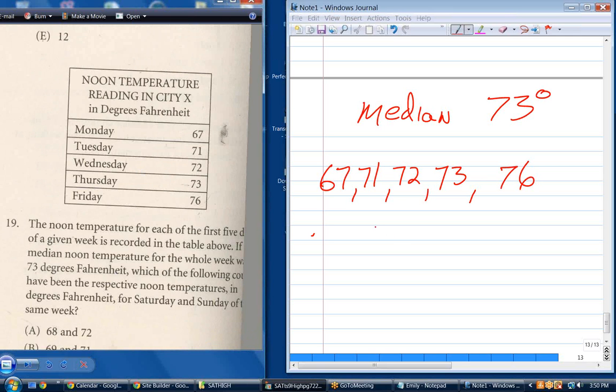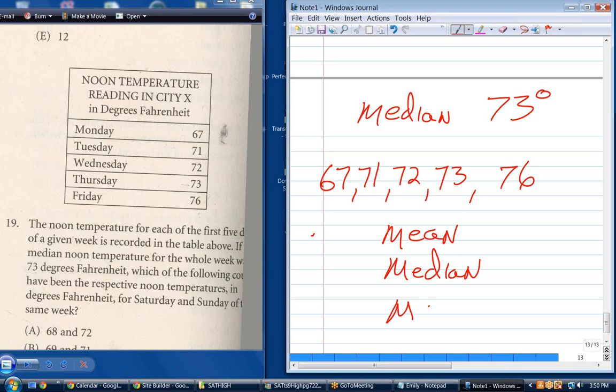The 3 things you need to know are mean, median, and mode. What's mode? Most common. If I put a 72 there, the mode is 72. Okay? The median is the middle. If you have an even number of numbers, then the median is halfway between the two middle ones.